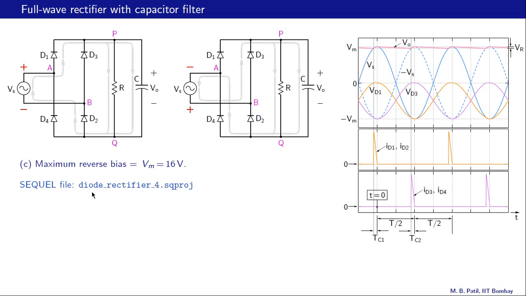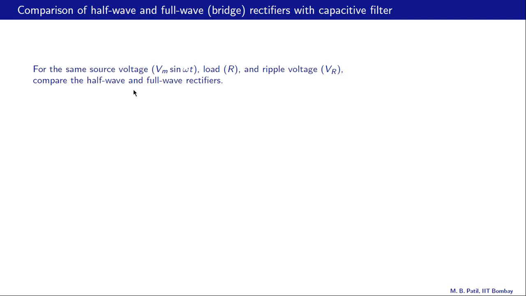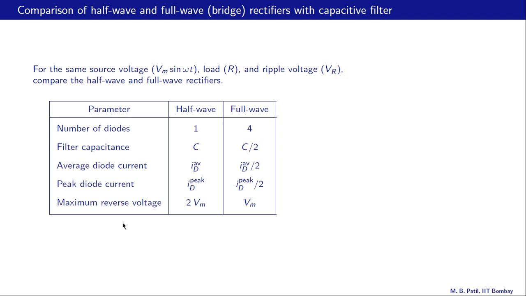The SQL file for this circuit is available, and you can run the simulation. Let us now compare the half wave and full wave rectifiers with the capacitive filter, for the same source voltage, that is same Vm, same load resistance R, and the same ripple voltage. And if you recall, in the numerical examples that we looked at, we did follow these conditions. That is, we kept Vm, R and Vr the same for the half wave example and the full wave example. So this table shows the comparison.